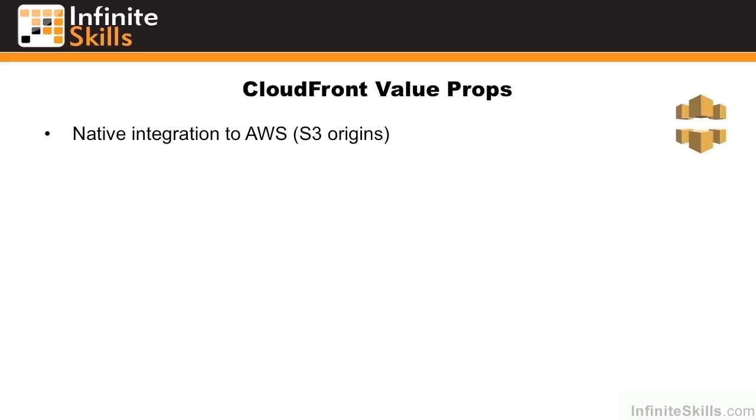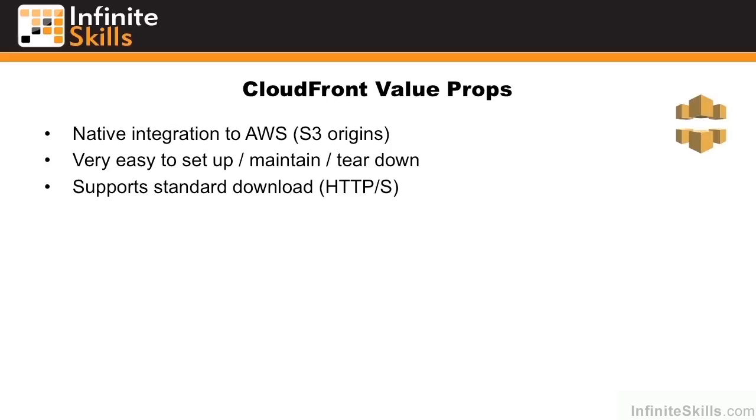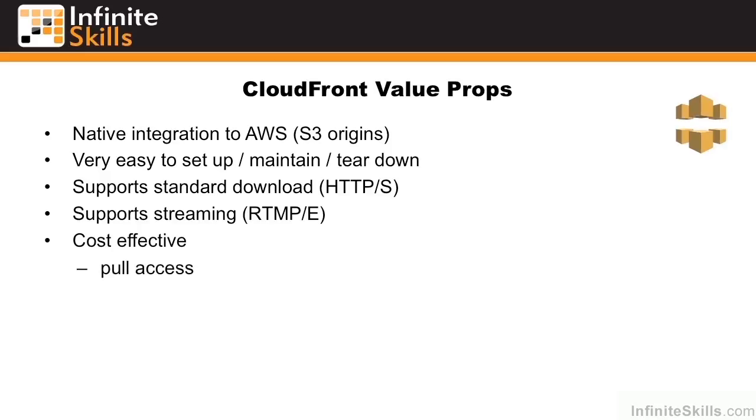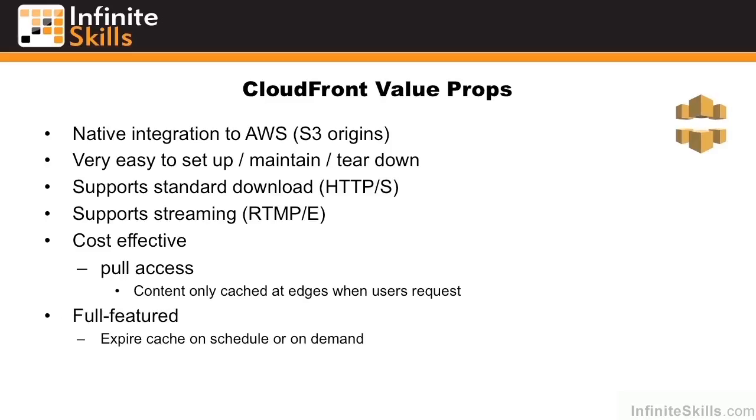CloudFront value propositions are that it has native integration to AWS. You can specify S3 buckets as origins for the file. They're very easy to set up, maintain, and tear down. They also support standard distributions via HTTPS and streaming. They're very cost-effective, and they only use pull access, so that content is only cached at the edges when the users request. They're actually also very fully featured, with the ability to expire the cache on schedule or on demand.